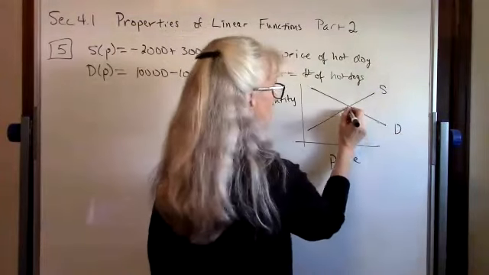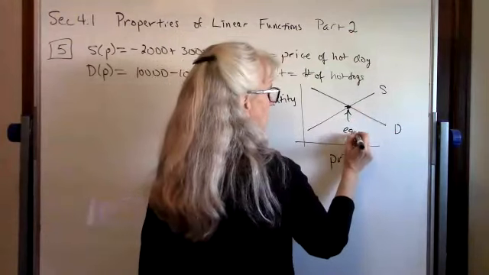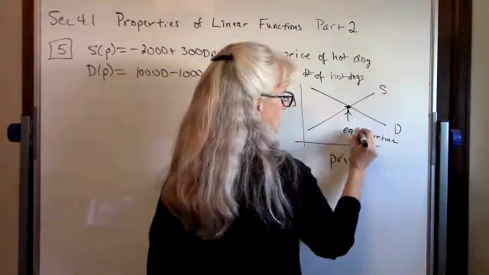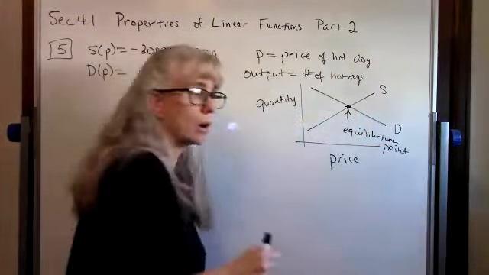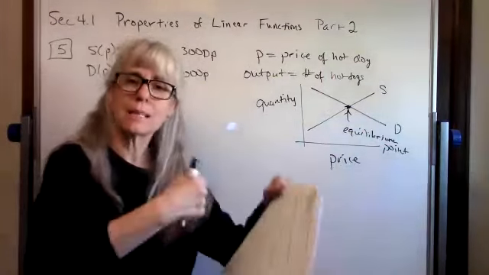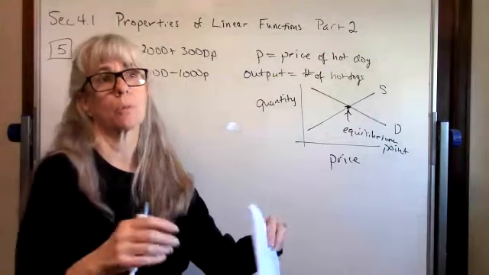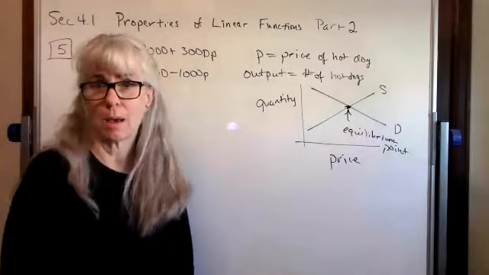So these two are going to meet someplace, and the place where they meet is called the equilibrium point. It's the place where the actual number of hot dogs that we bring to the game to sell is going to actually get sold. We won't have any leftovers. We won't have a demand for more of them. That's the equilibrium point, where supply and demand are equal to each other.